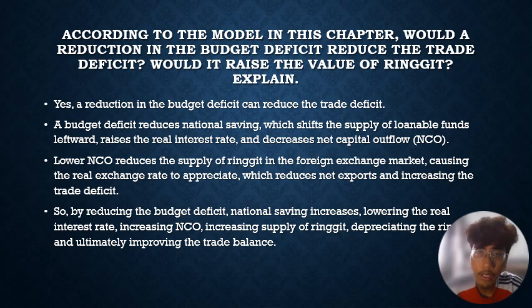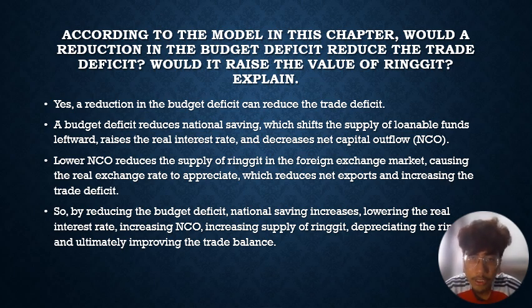To explain more, when the government reduces its budget deficit, it effectively increases national saving. For example, in the loanable funds market, the supply curve of loanable funds shifts to the right, lowering the real interest rate. A lower interest rate may lead to a higher net capital outflow, the NCO, meaning that more domestic currency, the Malaysian ringgit, is being converted into foreign currency for foreign investment abroad in other countries. In the foreign exchange market, the increased supply of ringgit may lead to a depreciation of the real exchange rate.